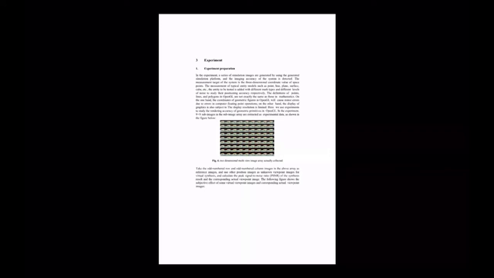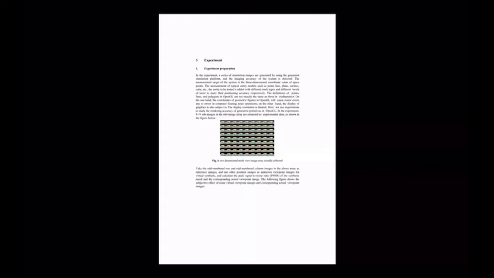The measurement target of the system is the 3D coordinate value of space point. The measurement of typical entity models such as point, line, plane, surface, cube, etc. The entity to be tested is added with different mark types and different levels of noise to study their positioning accuracy respectively. The definitions of points, lines, and polygons in OpenGL are not exactly the same as those in mathematics. On the one hand, the coordinates of geometric figures in OpenGL will cause minor errors due to errors in computer floating point operations. On the other hand, the display of graphics is also subject to the limited display resolution. Here, we use experiments to study the rendering accuracy of geometric primitive in OpenGL.